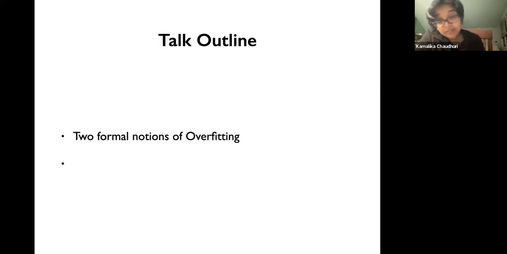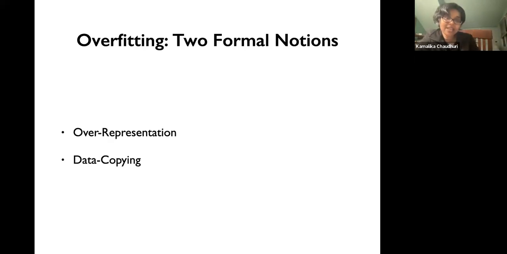Okay, so what we will do today is talk about this problem. When we started looking at it, we realized that there were two orthogonal kinds of overfitting going on here. So I'll talk about these two formal notions, and then I'll talk about how to detect them. It turns out that the two formal notions of overfitting are overrepresentation and data copying.